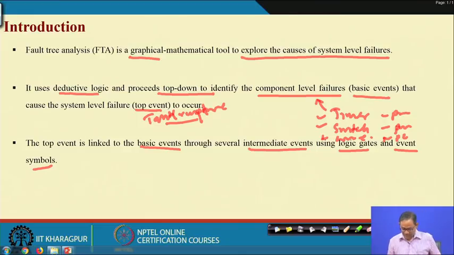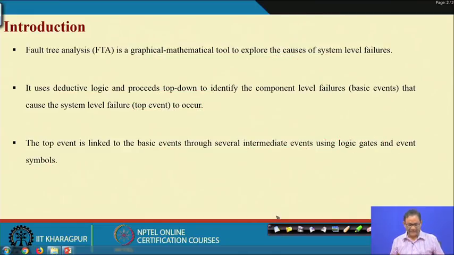It is a very well known and very good technique, and it gives useful causes and identifies the path leading from the bottom level or component level failure to the top level failure. It is extensively used in safety studies, reliability studies.